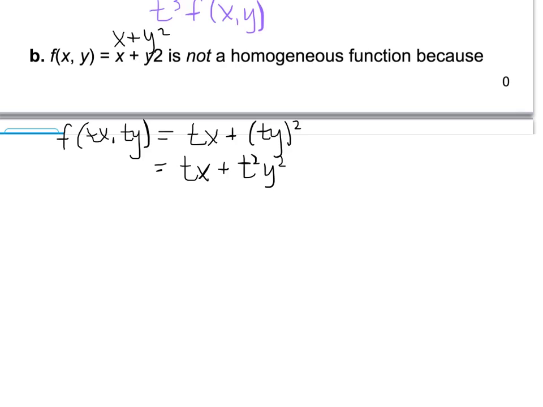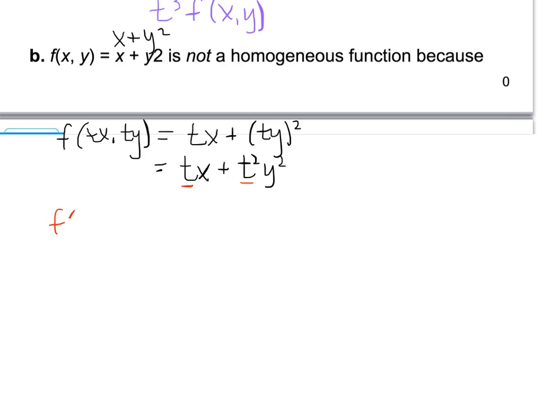Now, with this, you can't write a common t. I see that both terms have a t in it, but it's not the same t. Tx has just one t, whereas t squared y squared has a t squared. So because I cannot factor out the same t value, this is not a homogeneous function. Okay, so what that tells me is I can probably maybe try the separation of variables technique.